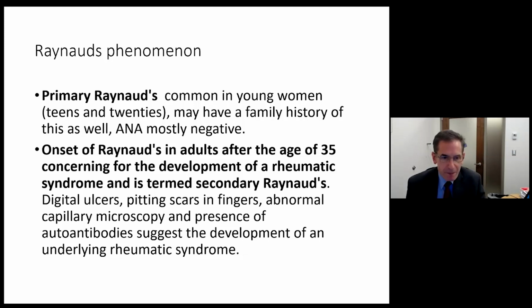However, if a patient develops Raynaud's as an adult, especially after the age of 35, these patients are at a high risk for the development of a rheumatic syndrome, and this is termed secondary Raynaud's. The presence of digital ulcers, pitting scars in the fingers, and abnormal capillary microscopy, and the presence of the ANA or other antibodies suggest that these patients are at a high risk or have developed an underlying rheumatic syndrome. So if you do see someone who has Raynaud's and they're an adult, you need to be cognizant of the fact that these patients may have or are developing an underlying rheumatic syndrome.